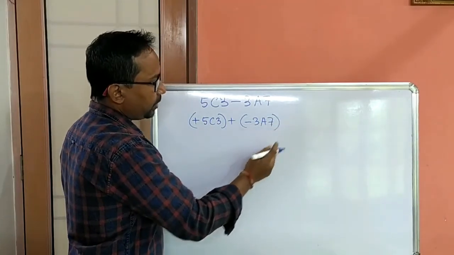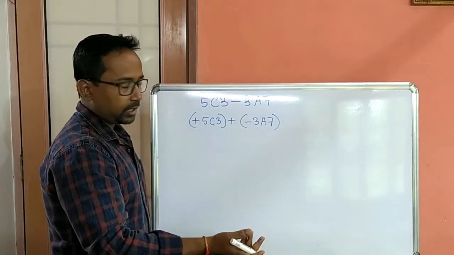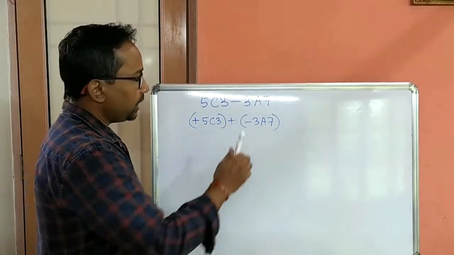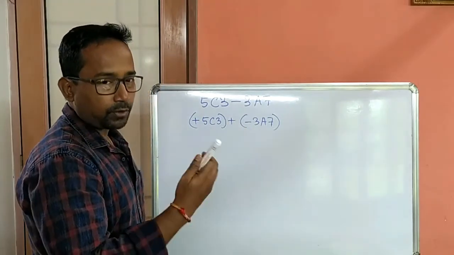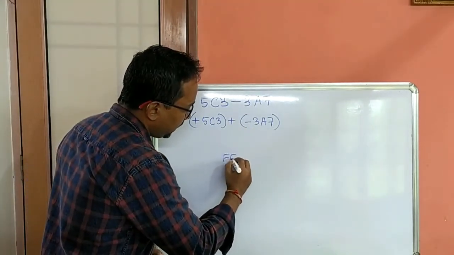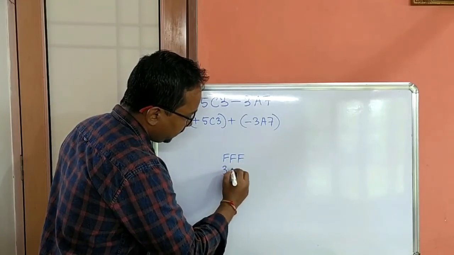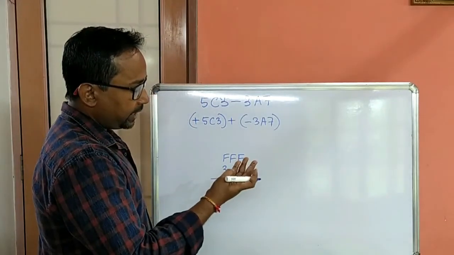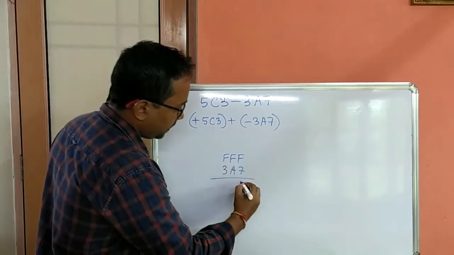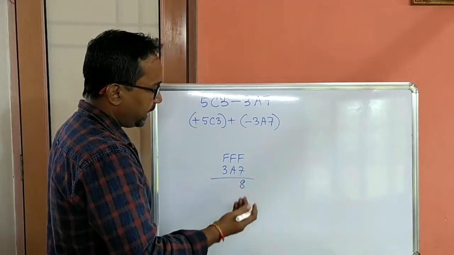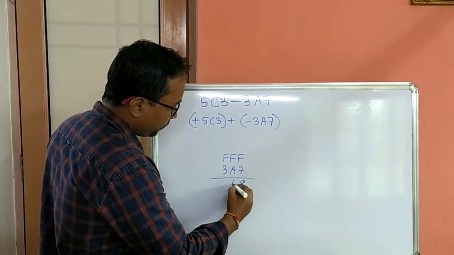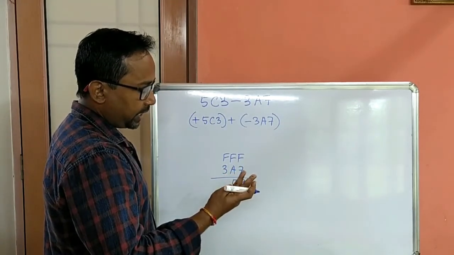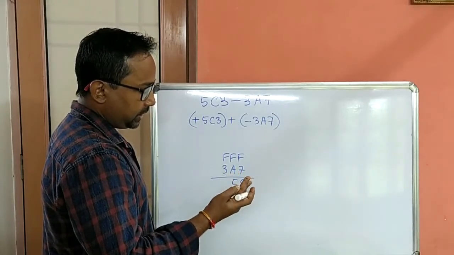As this is a negative number, we have to convert it to its 16's complement. 16's complement means 15's complement plus 1. To get the 15's complement, each digit we have to subtract from F, meaning from 15. So F minus 3A7. F minus 7: 7, 8, 9, A, B, C, D, E, F. This is 8. Then F minus A: B, C, D, E, F. 5. Then F minus 3: 3, 4, 5, 6, 7, 8, 9, A, B, C, D, E, F.